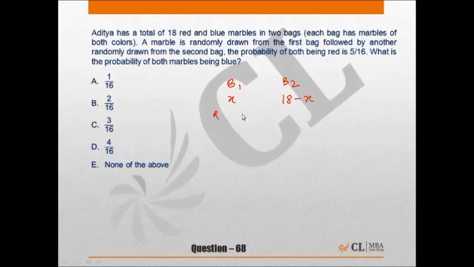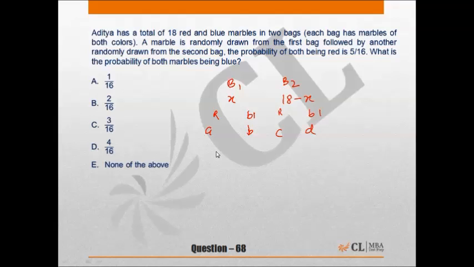Let the number of red balls in these two bags be A and C, and blue balls be B and D respectively. Now, a marble is randomly drawn from the first bag followed by another randomly drawn from the second bag. The probability of both being red is 5 by 16. What is the probability that both marbles are blue?